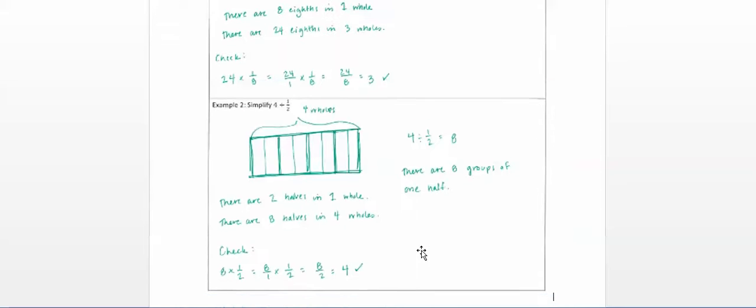My check would be to multiply 24 times 1/8. 24 times 1/8 is 24 over 8, which is equal to 3, which is the original number of cakes that I started with. Okay, let's look at this next one.